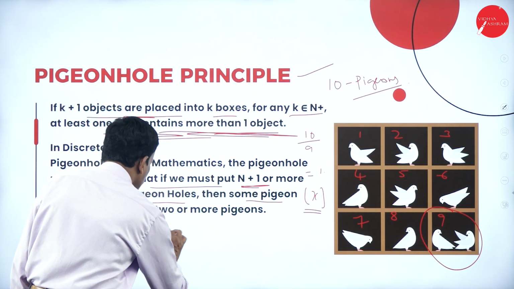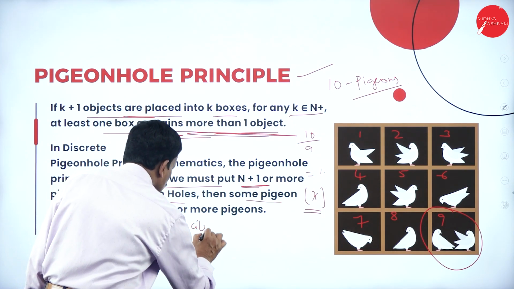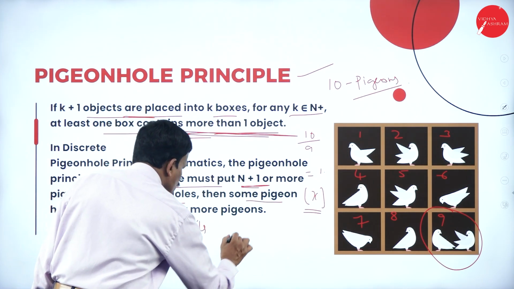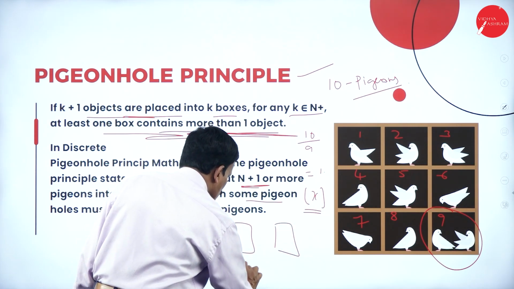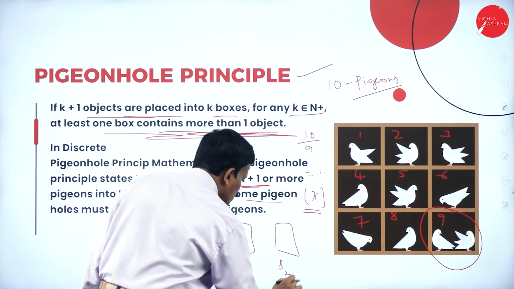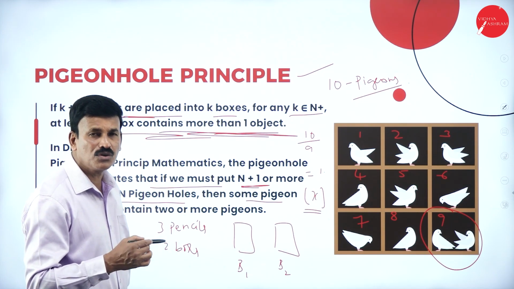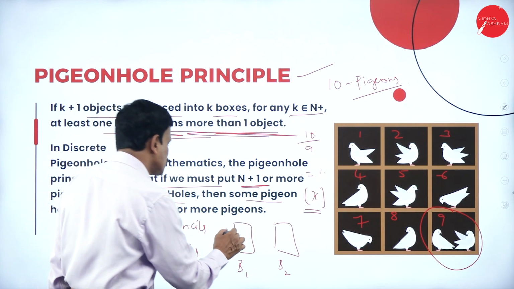Let us consider 3 pencils and 2 boxes. So these are the 2 boxes, box 1 and box 2. How many pencils are there? There are 3 pencils. So we are going to put the 3 pencils in these boxes.